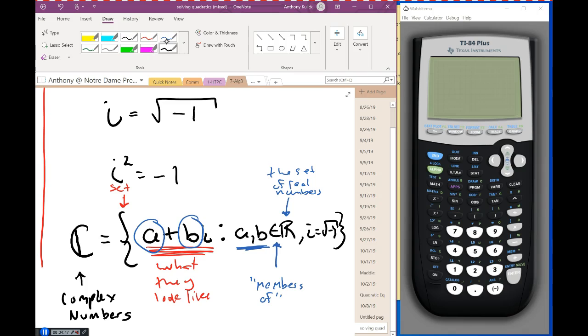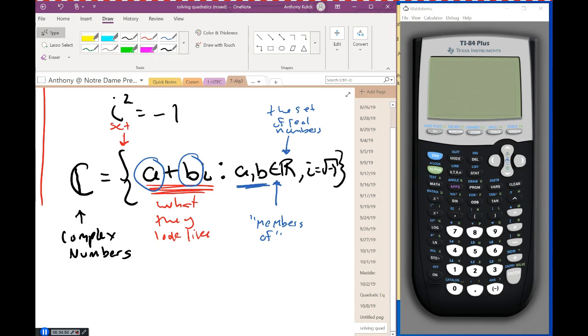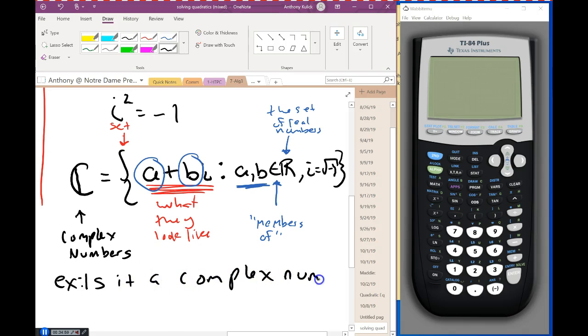So what do these complex numbers kind of look like? Let's look at some examples. How about if I write 3 plus 5i? Is that a complex number? Yeah, right? The 3 is like my A, the 5 is like my B, and then I have my i. Everybody okay with that idea?